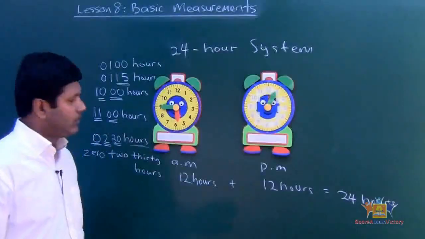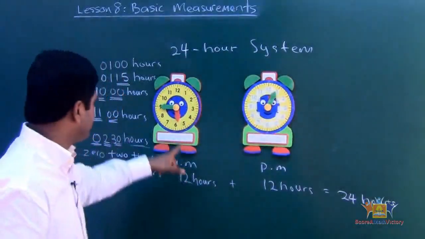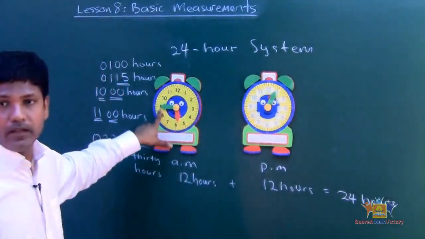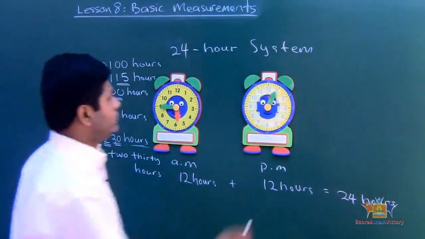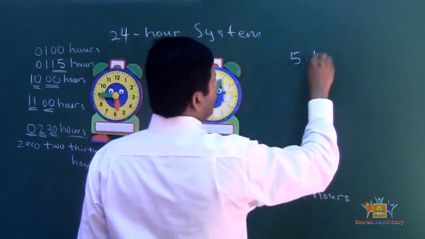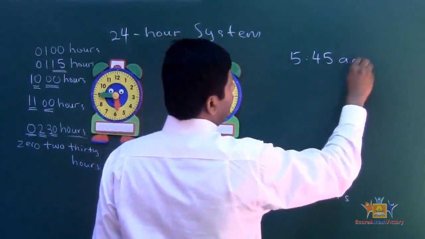So now let's say, for example, what's the time right now? Let's use the 12-hour system. Tell me what's the time right now. It's 5. 9 times 5 is 45. So 5:45. All right. 5:45 a.m. Okay. Very important.